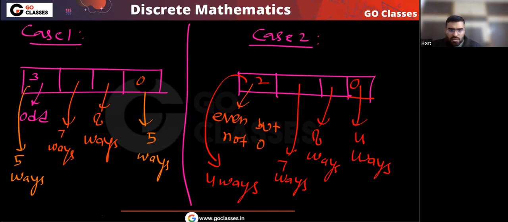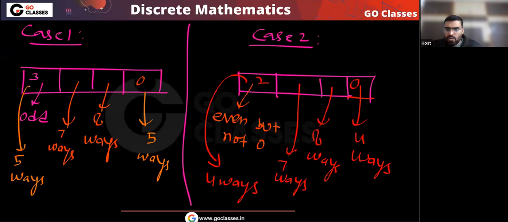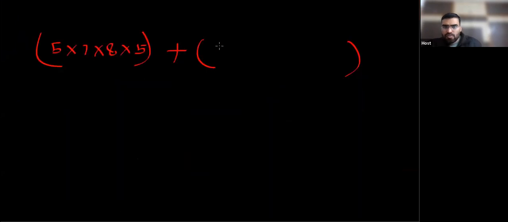Okay, so finally you can just add these two cases. And the answer will be what? 5 into 7 into 8 into 5 plus 4 into 7 into 8 into 4. Okay, so is this your answer? Tell me, is this correct? So this is the answer, right?